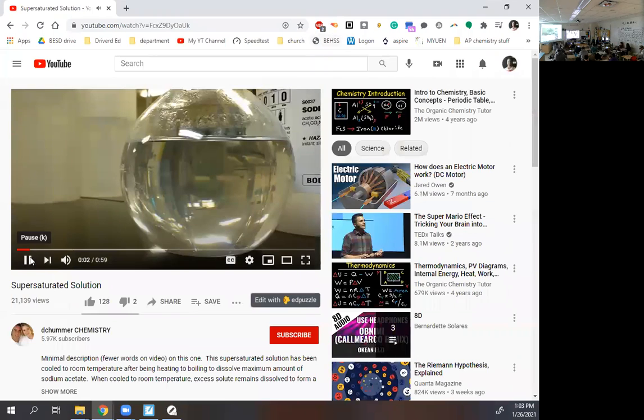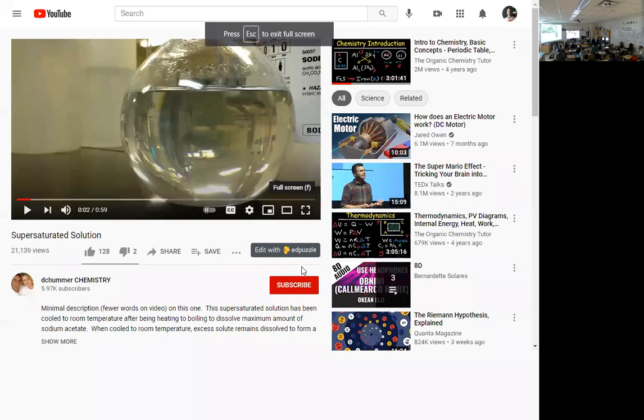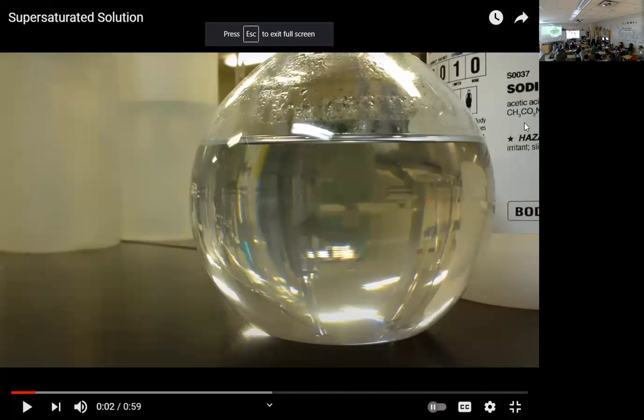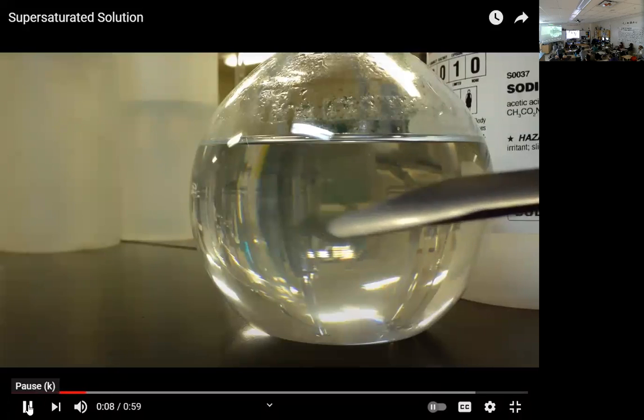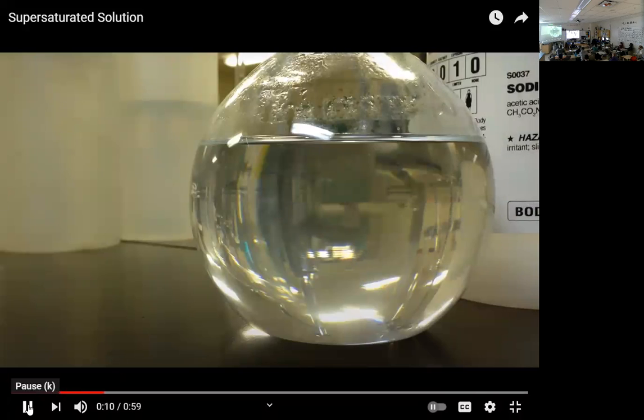All right, so here we go. This is a solution of sodium acetate, most likely. It is a liquid. You will notice a little crystal lands on the surface of the liquid. Do you see that crystal? We're going to add that to my supersaturated solution of sodium acetate.